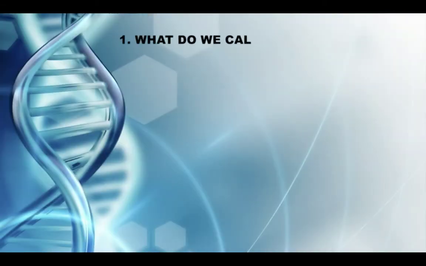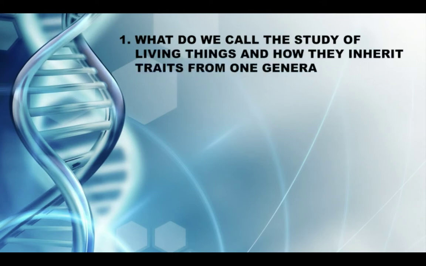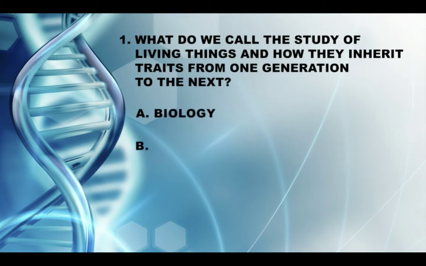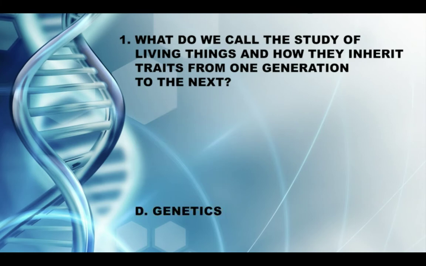Question 1. What do we call the study of living things and how they inherit traits from one generation to the next? A. Biology. B. Physics. C. Chemistry. D. Genetics. The correct answer is D. The study of how traits are passed is called genetics.